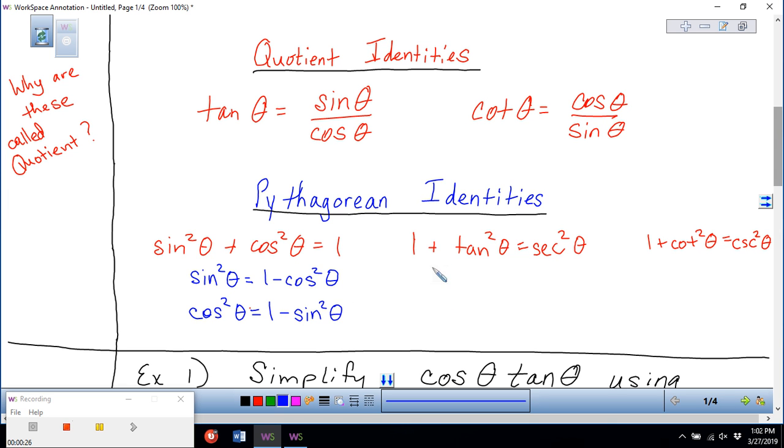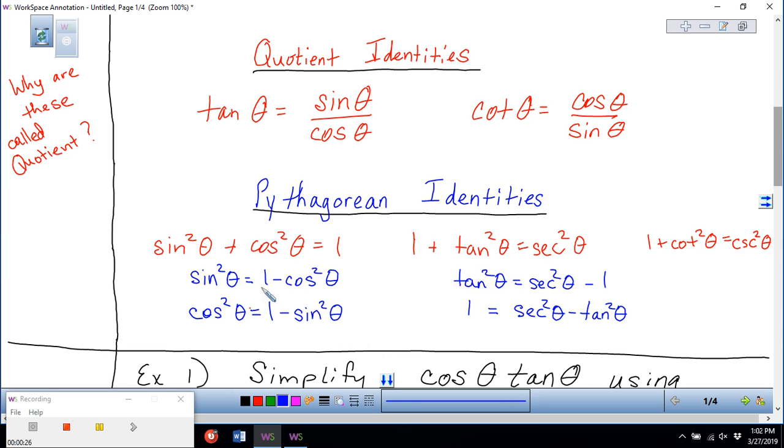And then underneath the 1 plus tangent squared theta equals secant squared theta, we have two additional ones. If I subtract the 1 to the other side, I end up with tangent squared theta is equal to secant squared theta minus 1. Or if I subtract the tangent squared to the other side, I end up with 1 is equal to secant squared theta minus tangent squared theta.